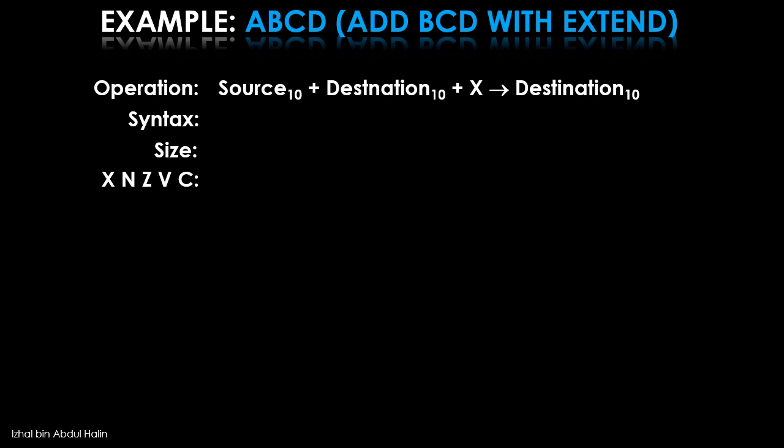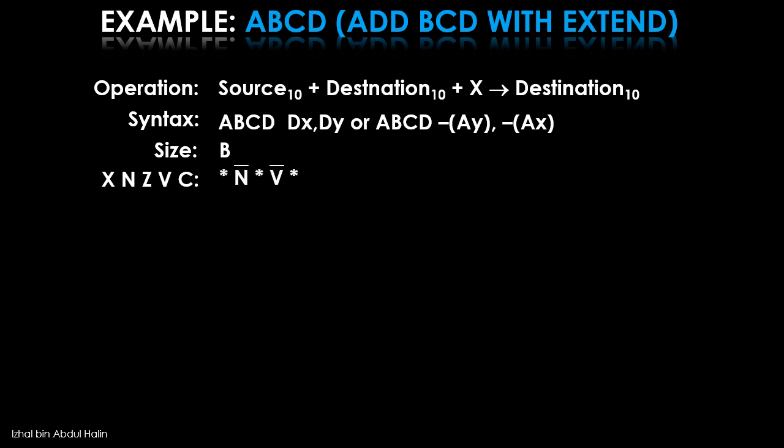Note that the subscript 10 represents that the source and destination operands are holding binary coded decimal numbers, which are essentially base 10 numbers that range from 0 to 9. The syntax to use this instruction is ABCD DX, DY or ABCD -(AY), -(AX). The allowed operand size is a byte only. Finally, upon execution of the ABCD instruction, the X, Z, and C flags are affected. The N and V flags are inverted from their previous values.